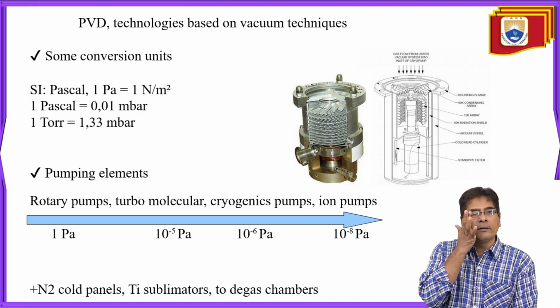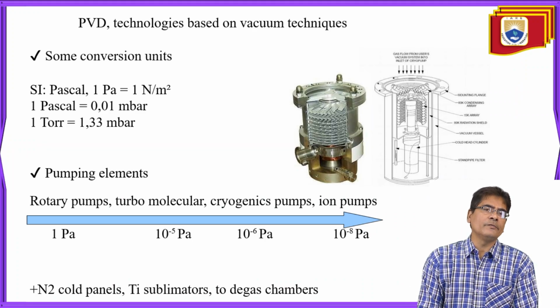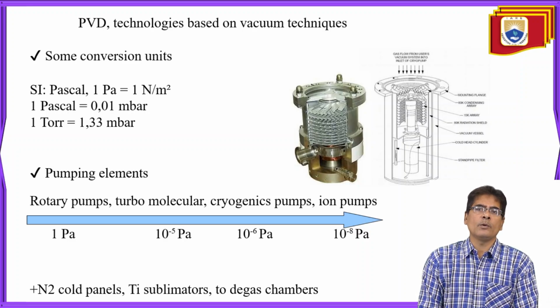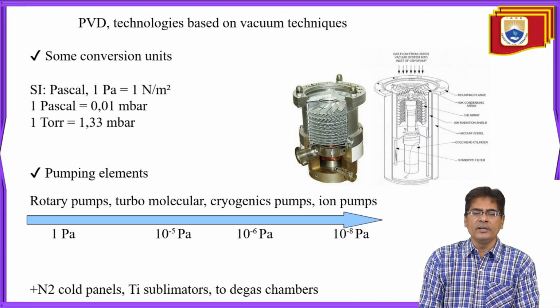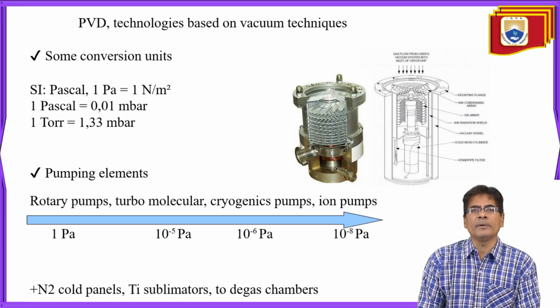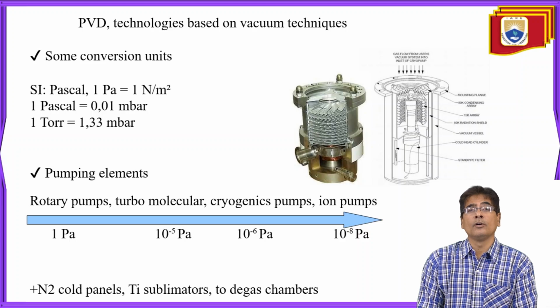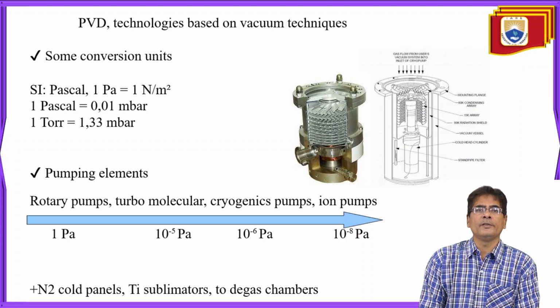So what is PVD technology? Physical vapor deposition technology is based on vacuum techniques. Some conversion units: in SI units we have the Pascal. 1 Pascal equals 1 Newton per meter square. 1 Pascal equals 0.01 millibar. 1 torr equals 1.33 millibar.